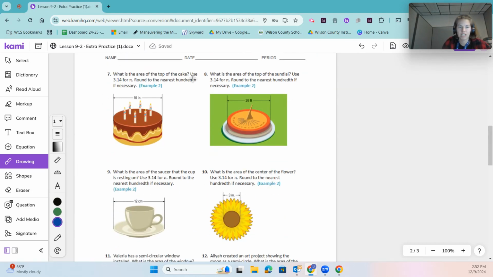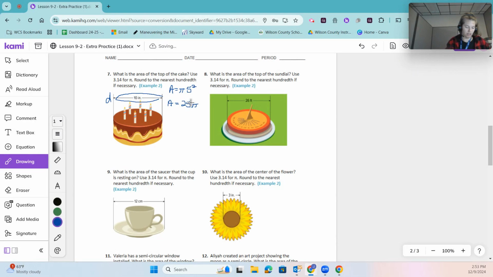What is the area of the top of the cake? Use 3.14 for pi. So again, we are rounding. Now, they give you the entire distance. So again, they're giving you diameter. We need to find radius. Radius is half of the diameter. So 10 divided by 2 is 5. So area equals pi times 5 squared. So area is 25 pi.